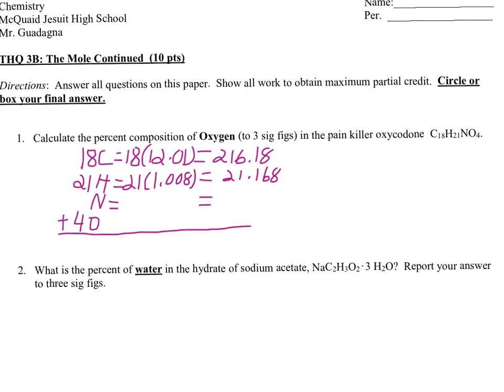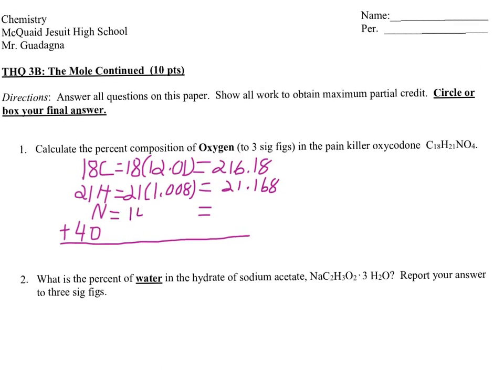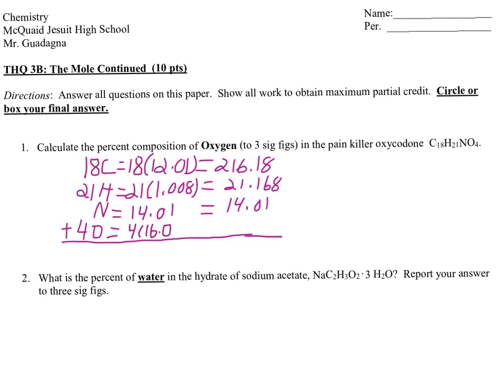I then have 1 nitrogen, which is just the atomic mass of nitrogen, 14.01. I'm going to slide that over to the other side so I don't forget to add it. And finally, my 4 oxygens, which is 4 times 16.00, which is 64.00. I'm then going to take 216.18, add 21.168, add 14.01, and then add 64, and I get 315.36, rounding to 2 decimals because that's what sig figs tell me to do.